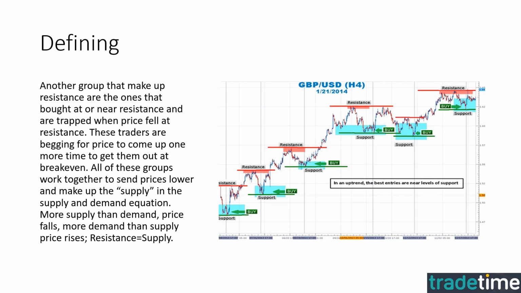Now, another group that makes up resistance are the ones who bought at or near resistance and are trapped when price fell at resistance. So in other words, price was moving up to the resistance level and buyers bought at that level because they thought it was going to break through, and it didn't. It bounced back down and the buyers are trapped. So they want to get out of their positions. So they're the ones that are going to be dumping the asset. So they're creating the supply.